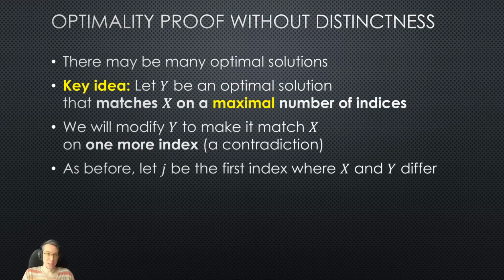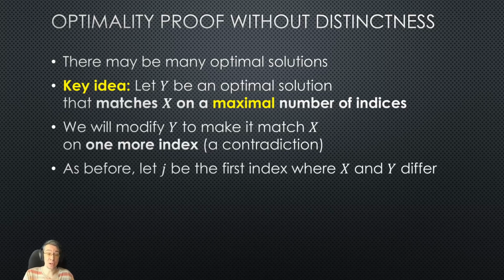Now, here's an interesting claim. If y is optimal and matches x on the largest number of indices out of any optimal solution, y is exactly equal to x. Indeed, if x is optimal, then this will be true. x will be exactly equal to some optimal solution. So consider the optimal solution y that matches x on a maximal number of indices. This optimal solution will be exactly equal to x.